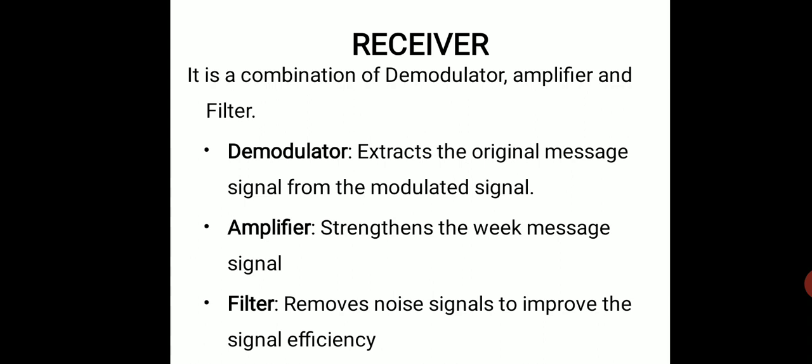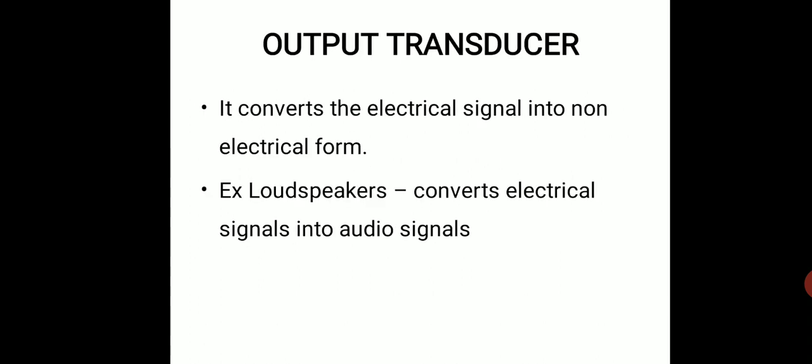So the electrical signal with low frequency and high energy is applied to the next block, output transducer. The output transducer converts the electrical signal into a non-electrical signal. For example, the electrical signal is converted into the audio signal. So in this block, the audio signal has the characteristics of a low frequency and low energy signal. So after this block we get the original information. So this is the basic block diagram of a communication system.